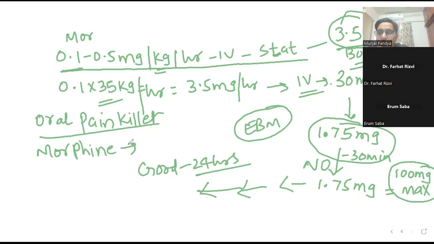So this is another homework for your free time. Don't waste much time. Spend 10 minutes on exploration: how to acutely control the pain and how to maintain the pain control. Because if you stop everything, this patient may have pain again. Because of IV morphine, you control the pain. But if you stop everything or are not giving a good drug, the patient may present with pain again.